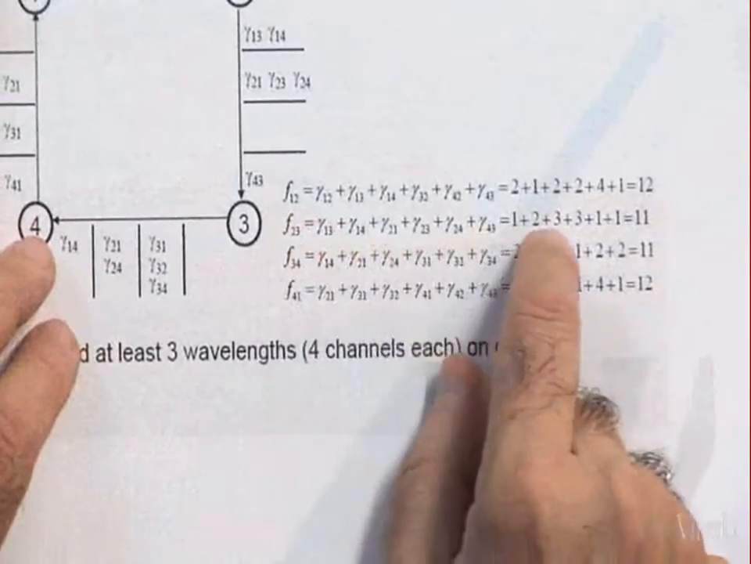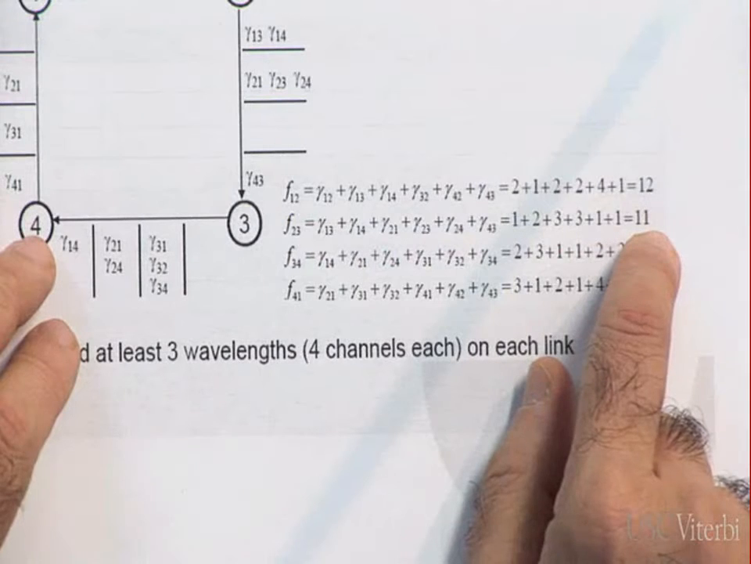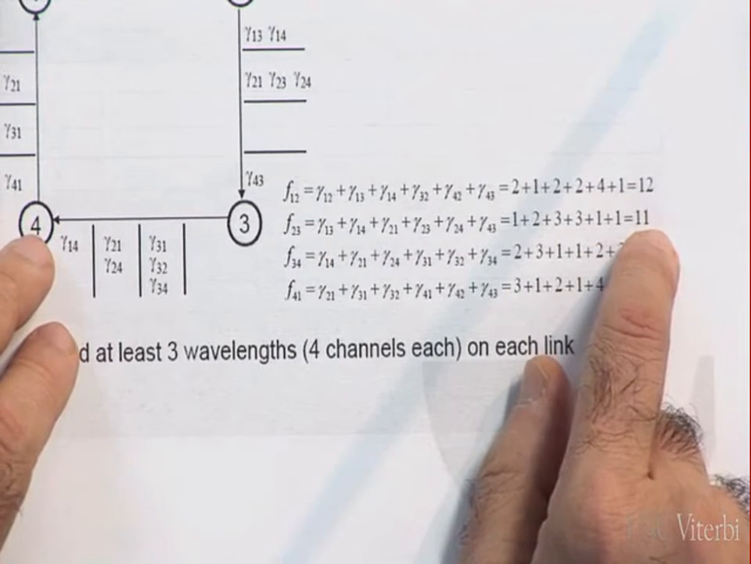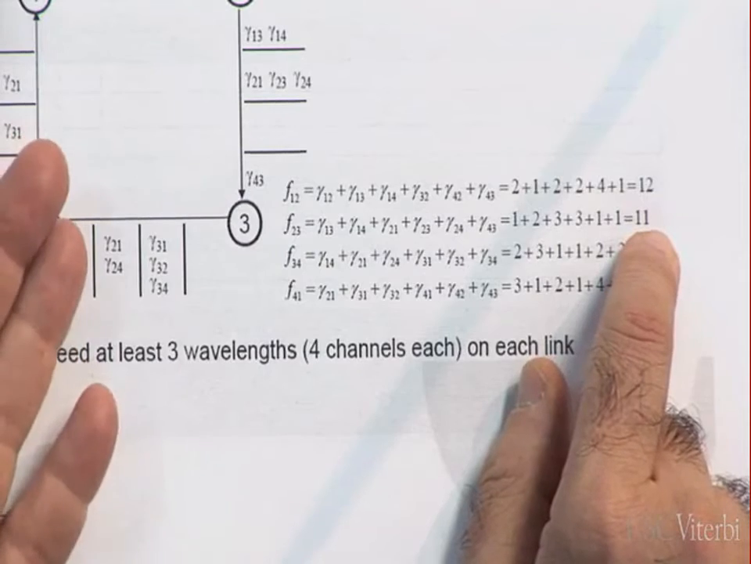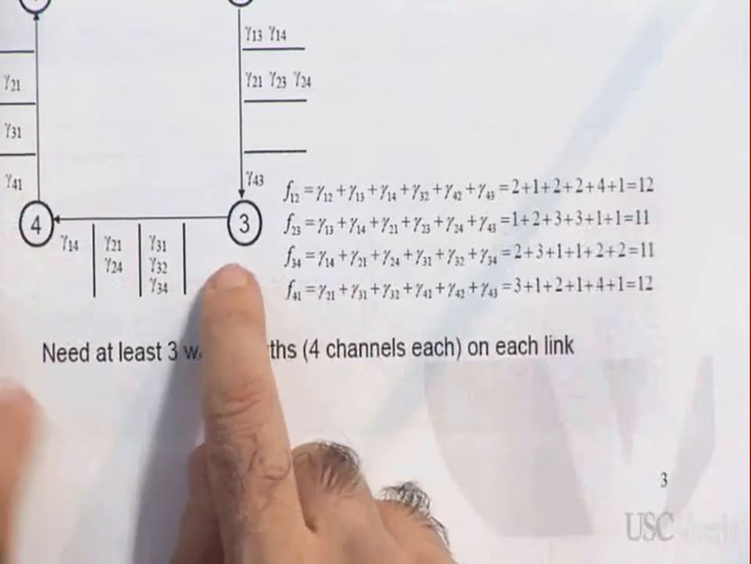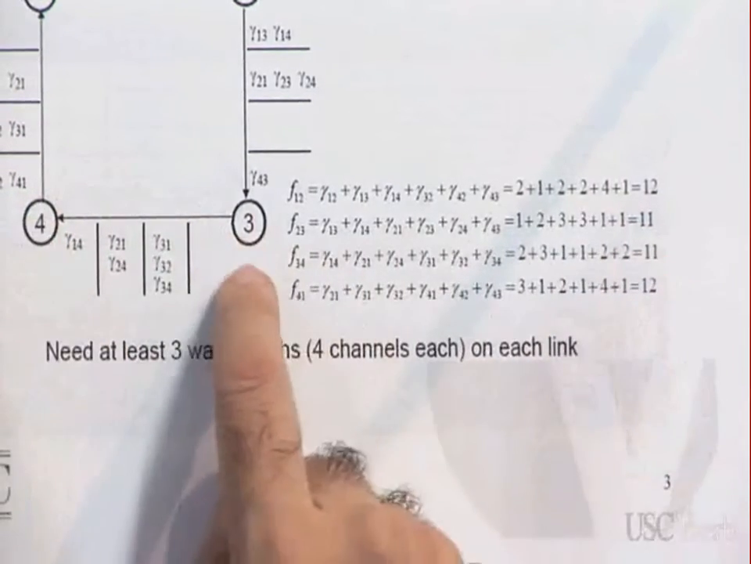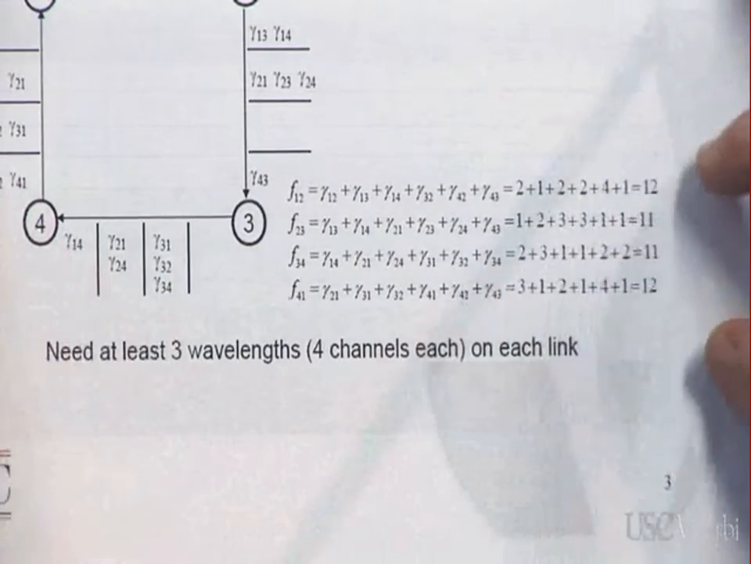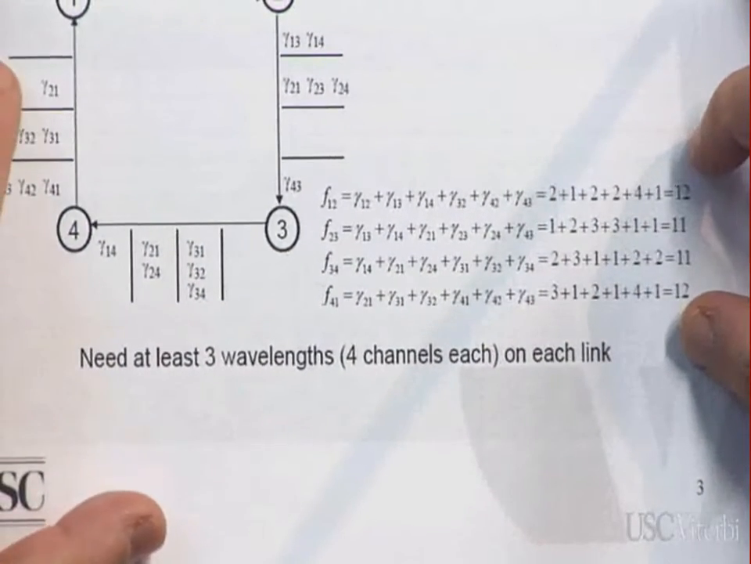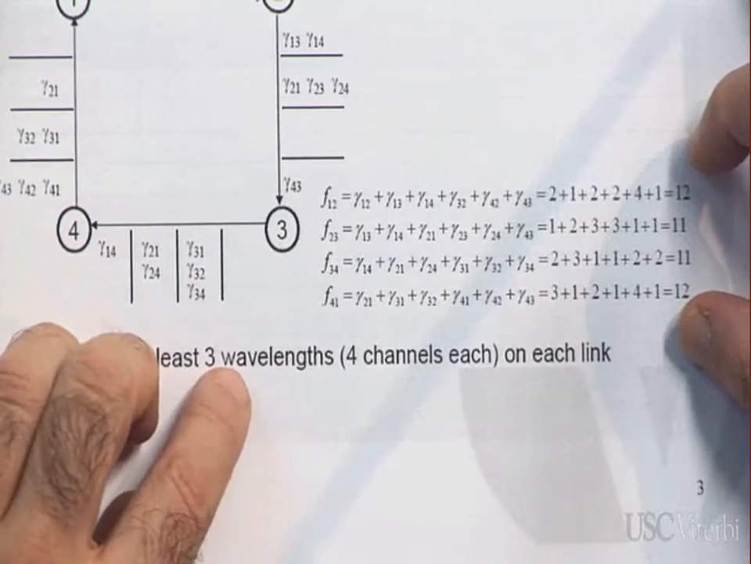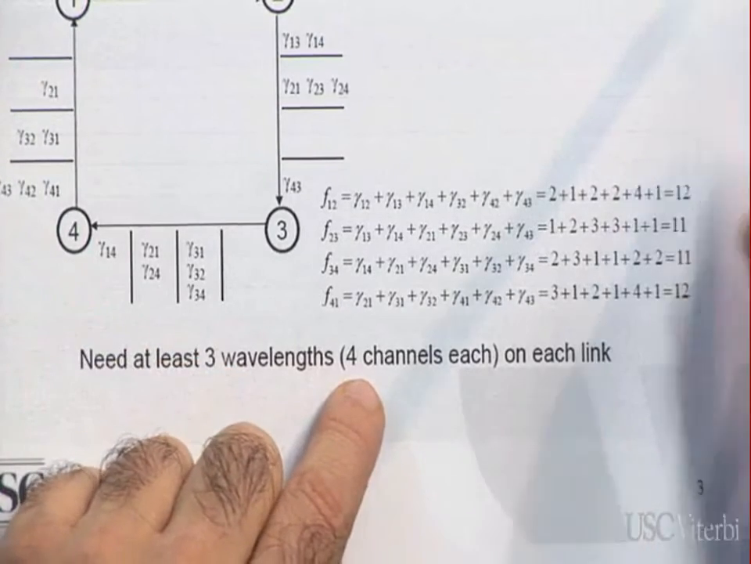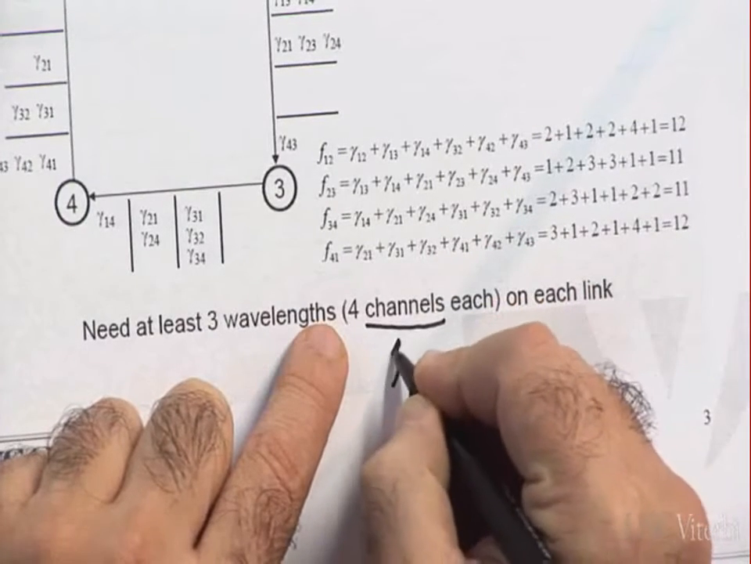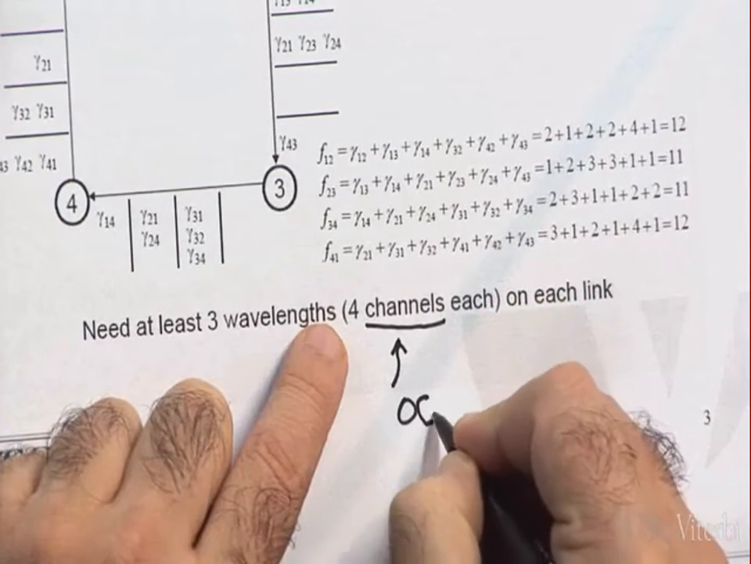What is the total? Again, what do you do? 11. How many wavelengths do I need? I still need at least a 3. A 2 will not be enough. Did you get my point or not? Same thing with this link, and the same thing with this link. So the final result is: on each link, we need at least 3 wavelengths, 4 channels each. When I say 3 wavelengths, 4 channels, what do I mean by channels? Channel is OC12.